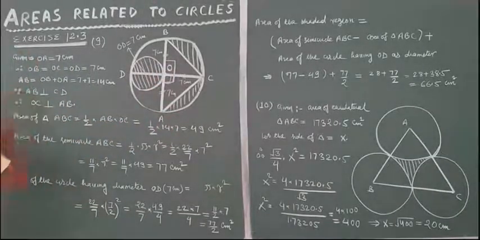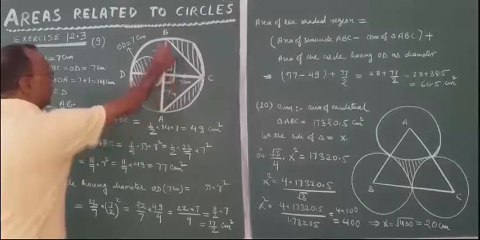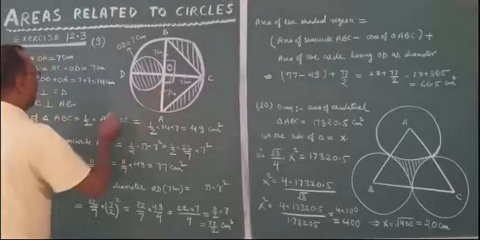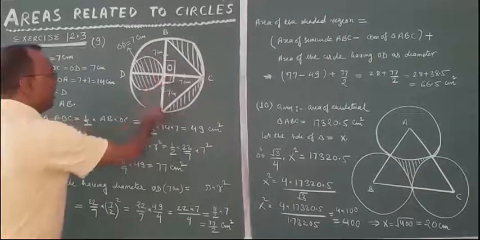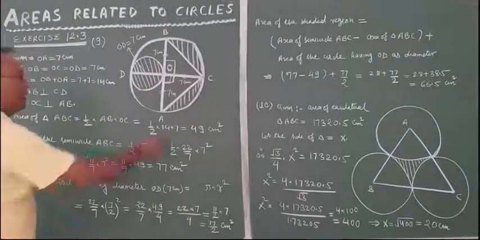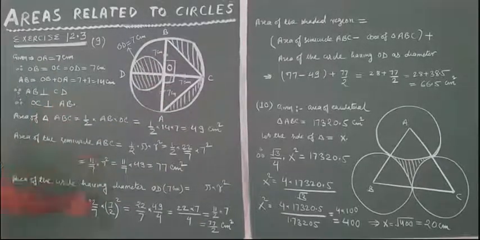Now AB. What is the length of AB? That will be AO plus BO, that is 7 centimeter plus 7 centimeter, that is 14 centimeter. Since AB is perpendicular to CD, it means this OC will be perpendicular to AB.